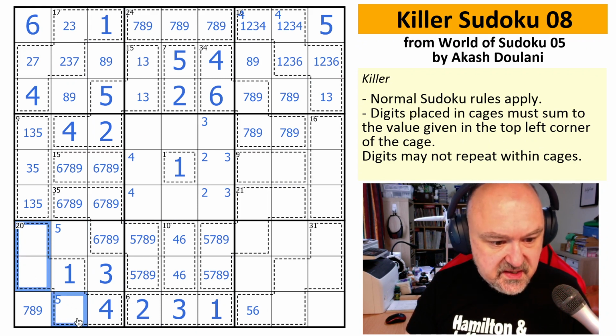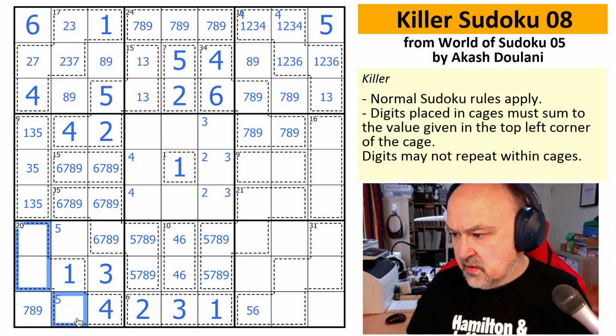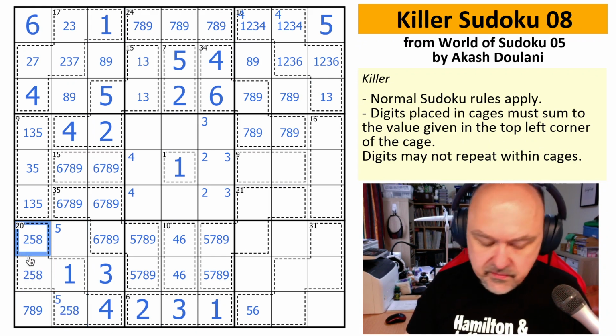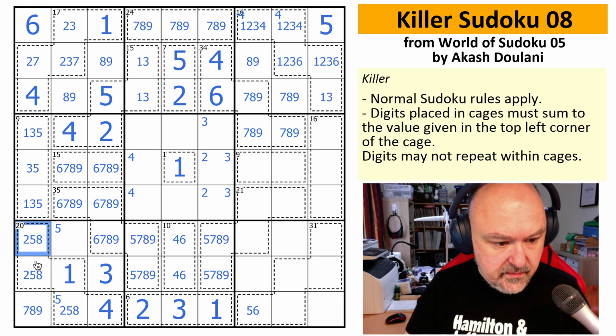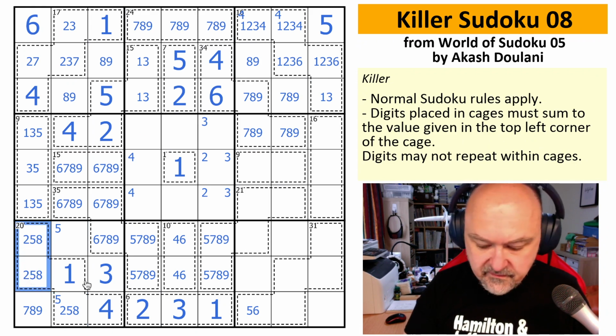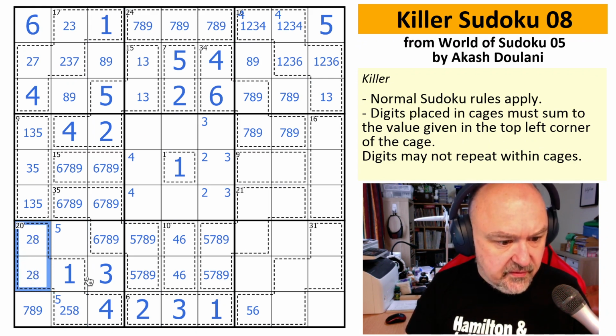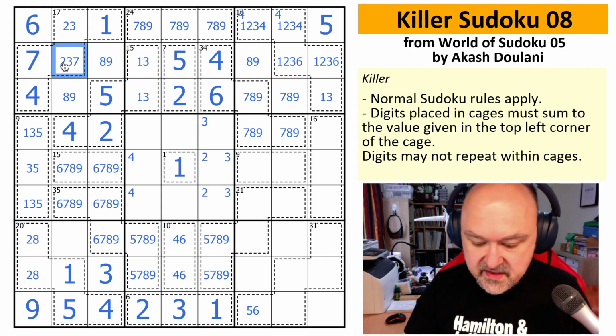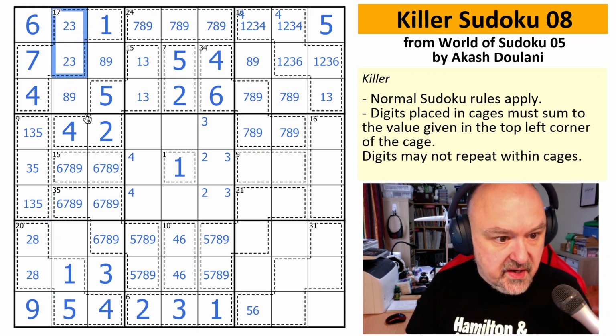So these cells are 2, 5, and 8. There is no 5 there. I thought I'd narrowed that down further. Oh, yeah, that's the 5. That's not the 5. This is a 2, 8, which takes the 8 out of there, makes that the 7, makes that the 9. That is not the 7. This is a 2, 3.